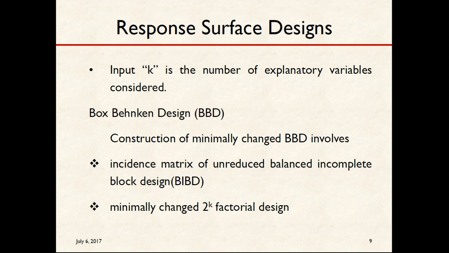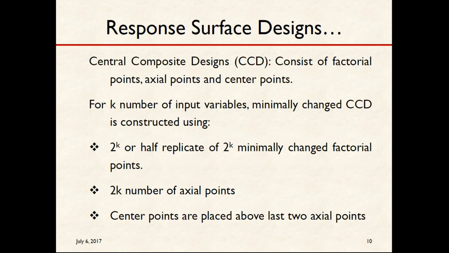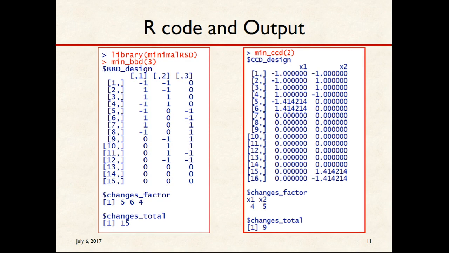In response surface designs, there are two types of designs: Box-Behnken designs and central composite designs. Box-Behnken design usually consists of the incidence matrix of a BIBD and other things. Let's leave that. Then, coming to central composite designs, they consist of factorial points, axial points, and center points. We have given a way of arranging them so that we get the minimum number of level changes, which makes sure the experimenter saves lots of money, resources, and effort.